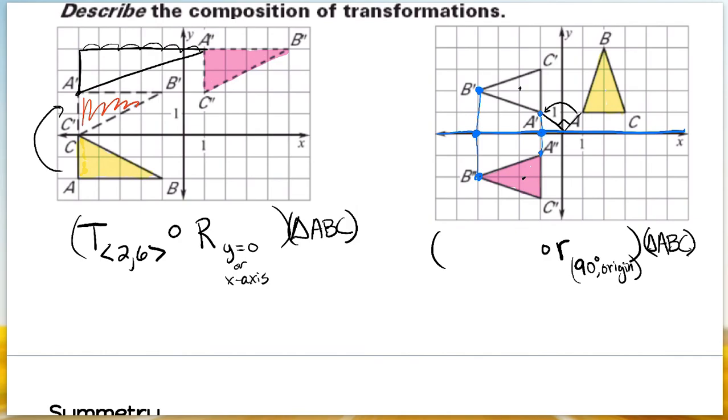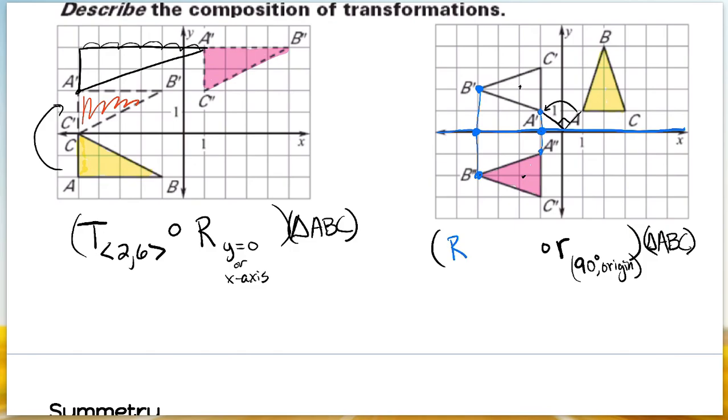This is the x-axis, so we're going to be reflecting in the x-axis, which is also the line y equals 0. So you could have said it either way. And that is our notation for our composition of transformations for that problem.